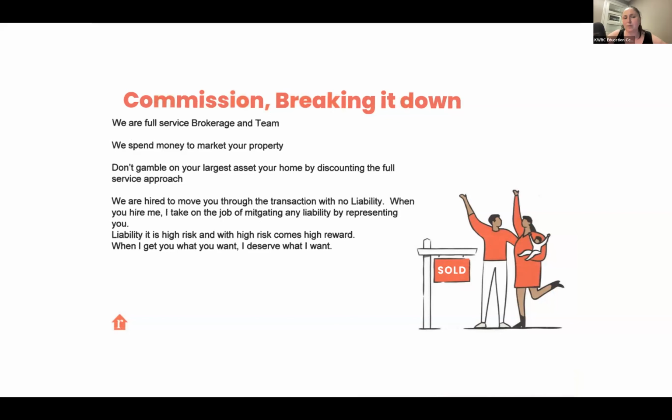The commission is paid to us for our knowledge, for our experience, and as importantly, you're hiring us and paying me to help move you through the transaction with the least amount of liability, and to help mitigate all of the liability. When I'm representing you, I have a fiduciary duty to you, and I'm taking on all that liability, just like a doctor or a lawyer. When you go to the specialist, you sign off a waiver of liability. We don't do that. We take all the liability. So with high risk liability comes high reward.